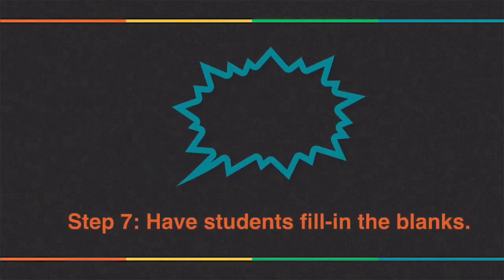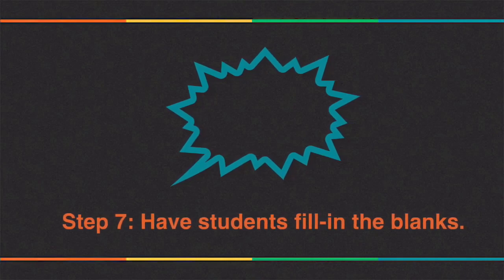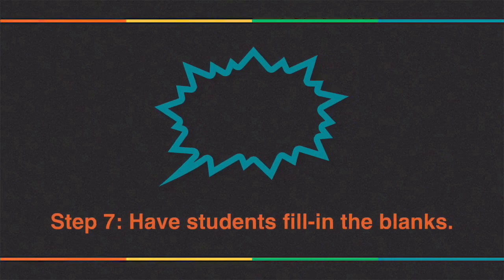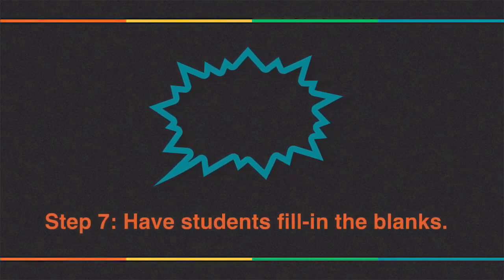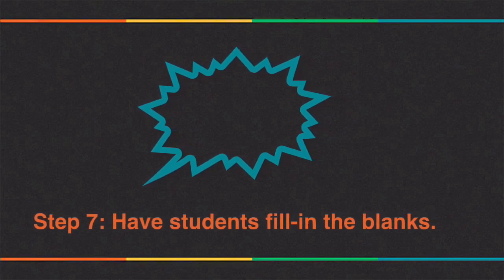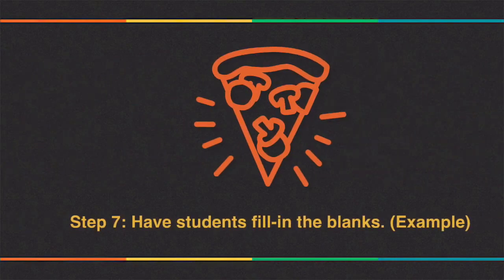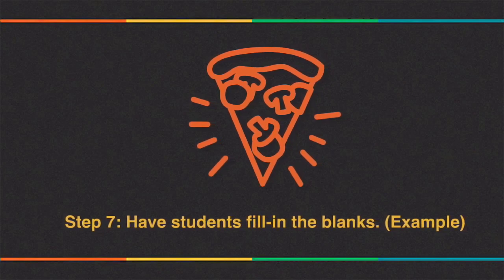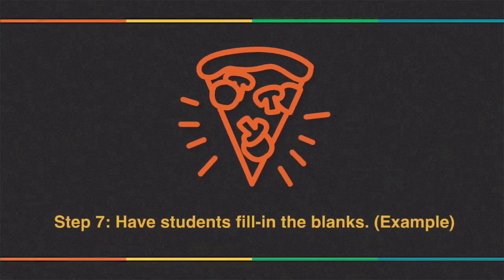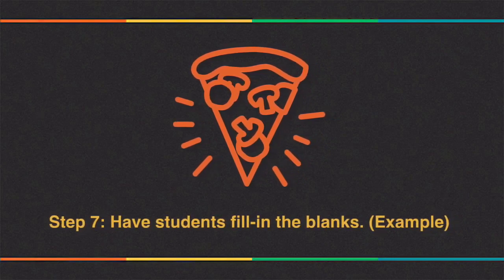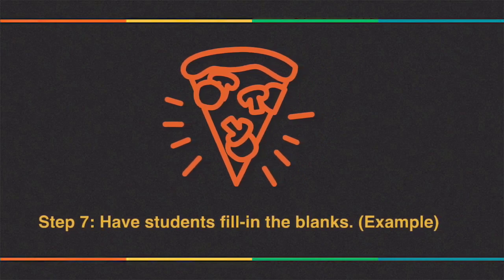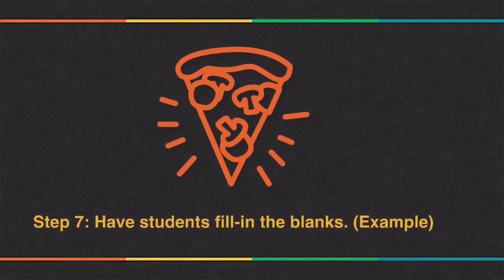Step 7 is to have students fill in the blanks. Now, the important thing to remember with fill in the blanks is that you want to provide the key structure, the sentence types that you want to practice, and have students fill in the details. You might want to use questions that have students fill in key details from the story. So for example, you might ask, John likes to eat blank pizza. John likes to eat blank pizza from blank.